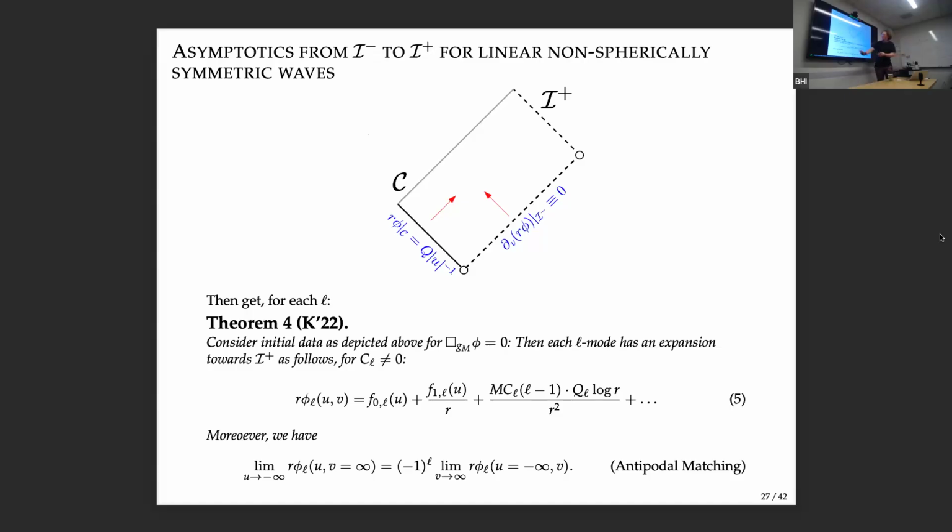And the result is that for spherical waves, you will then get for every single L mode a logarithmic term at order log R over R squared. Forget this L minus 1 factor here.